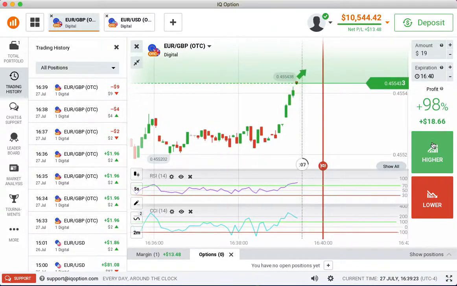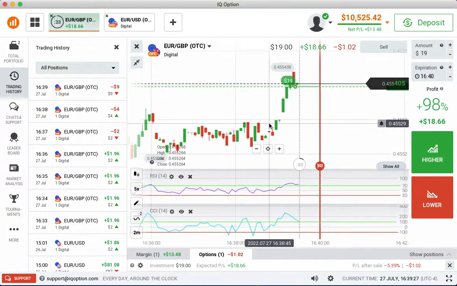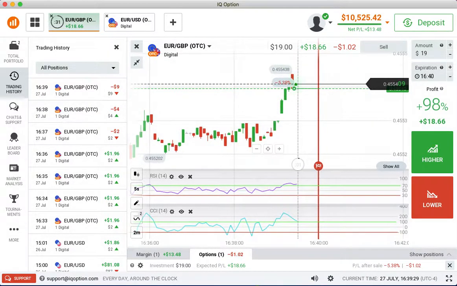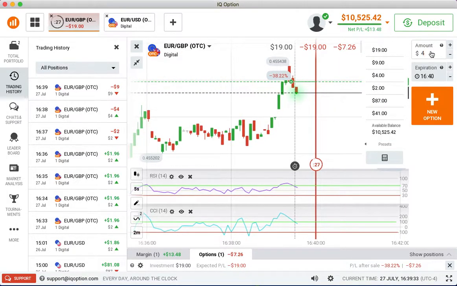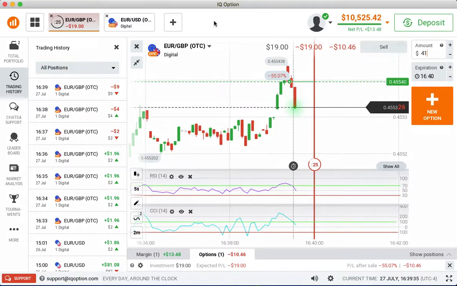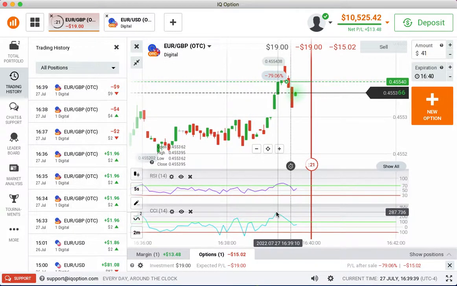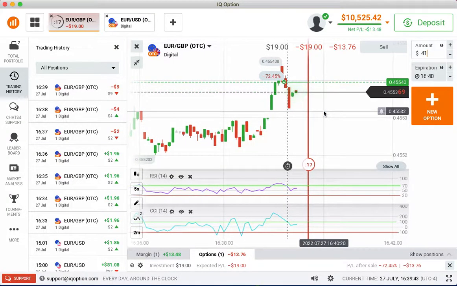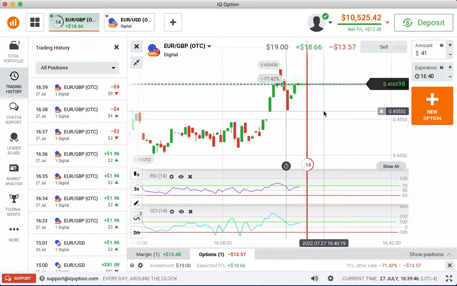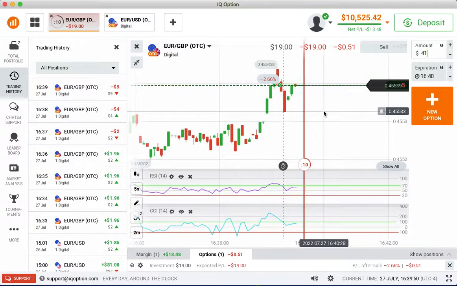So 9, 8, 7, 6, 5. We buy here for 19 and we wait. And if 19 loses, we do 41. Ooh, yeah, it did peak here. It went over our 200. That's okay because it's strong. So we have a strong uptrend, a strong bull.